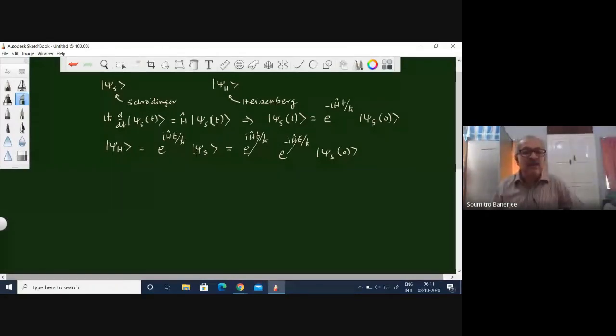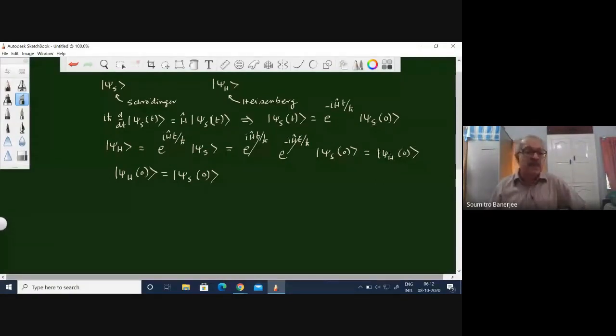So psi H at 0 is the same as psi Schrodinger at 0. At the initial condition, these two pictures are the same. But after that, the Heisenberg wave function does not change at all, because this cancels off, and ultimately it remains psi Heisenberg at 0, the same thing. So it remains whatever it was at the 0th time.